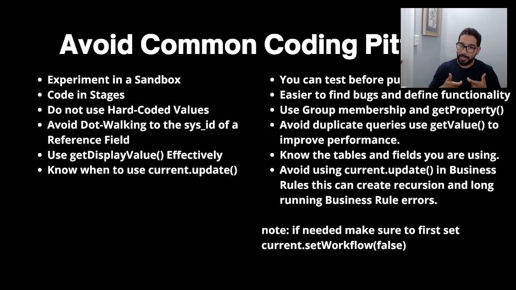Just update that record that you're talking about. But if you need to use that current update, there's a way to set workflow false, meaning that it's not going to run any other additional workflows when you do that current update. And then you can set workflows true after that current update is done, right? So that's something that you can look into.